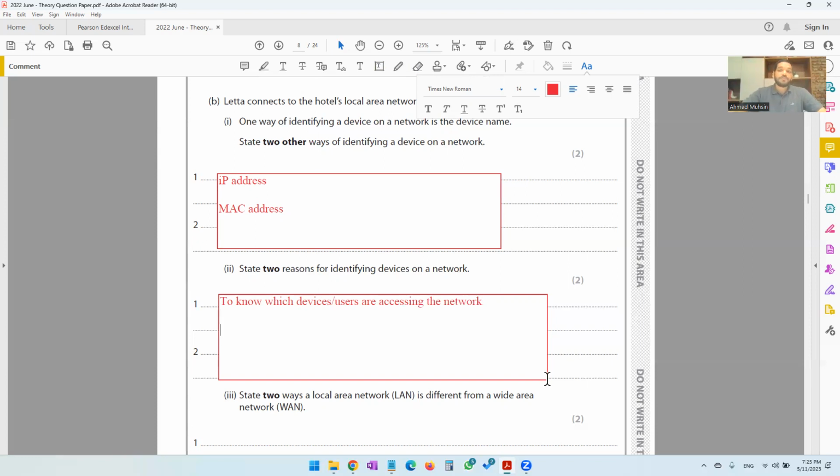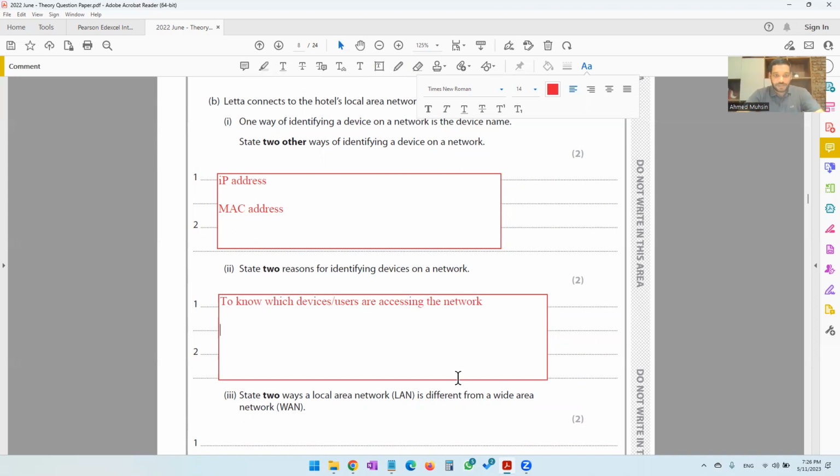Another reason can be to restrict it. When you want to restrict a user from accessing the network, you want to block a user, or for example, you want to restrict a user's usage on the network where you do not want them to access certain websites. You do not want them, for example, to use torrents or video streaming. Then you need to know their IP addresses. You need to know their MAC addresses, because based on those addresses only, you will be restricting them.